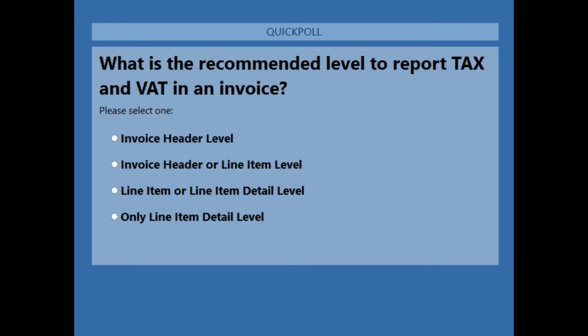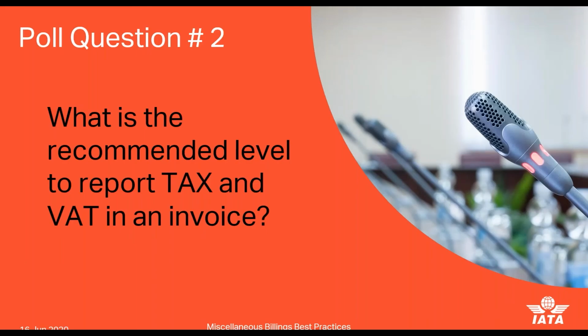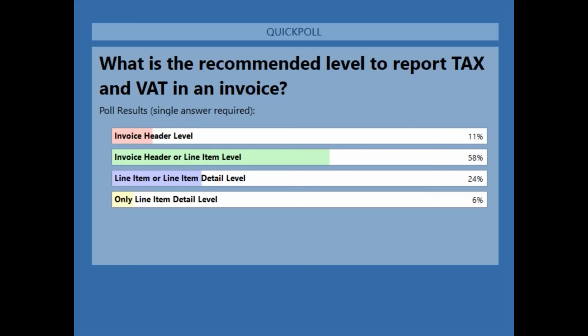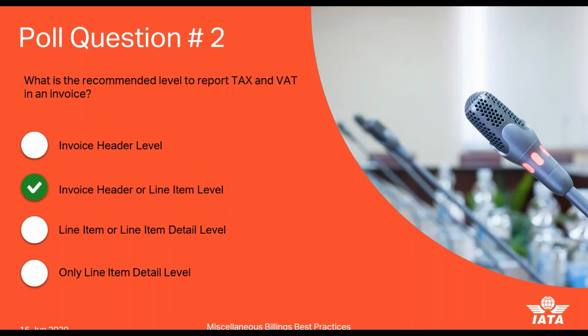Yeah, we can close the poll, Christine, thank you. So the good answer, of course, is invoice header or line item level. Some people are confused with the terminology, so you could have understood right, but choose the wrong answer. So it's very important, because in the future, when we will do the automatic posting on the tax on VAT, it will help to have it at the right level.